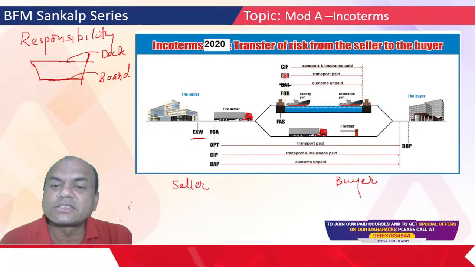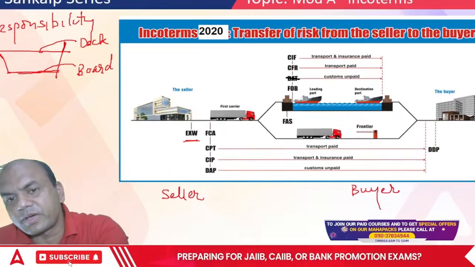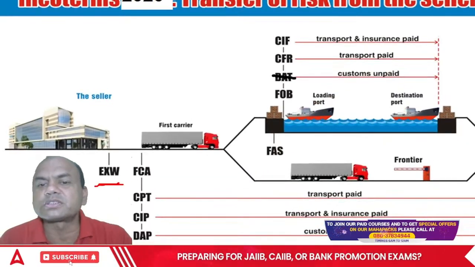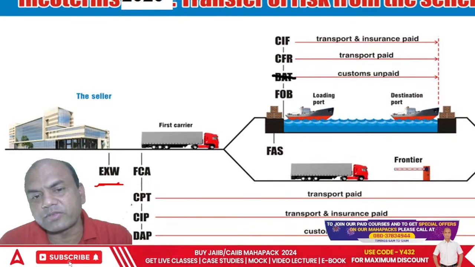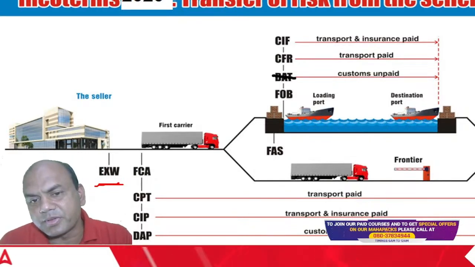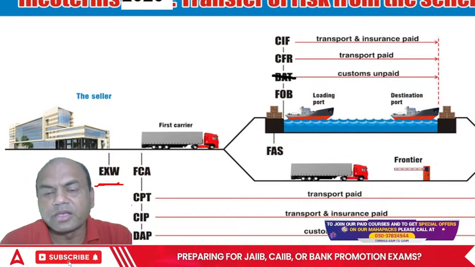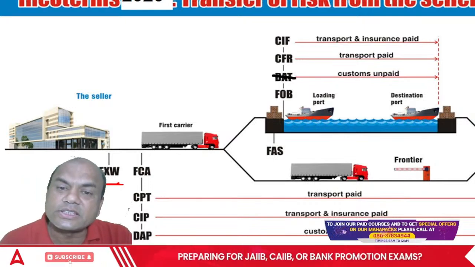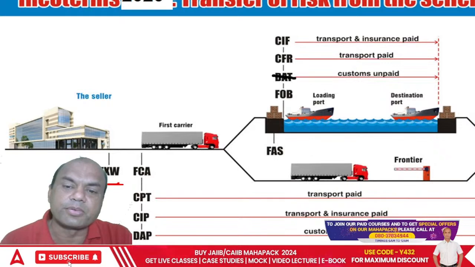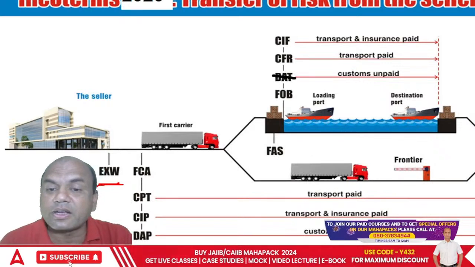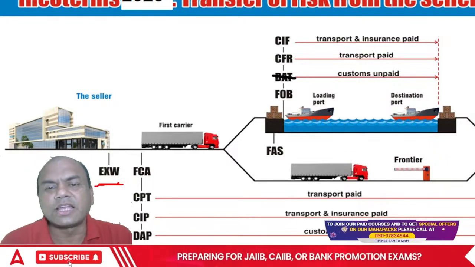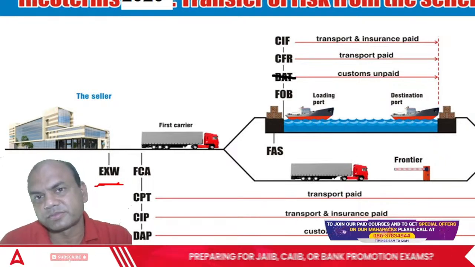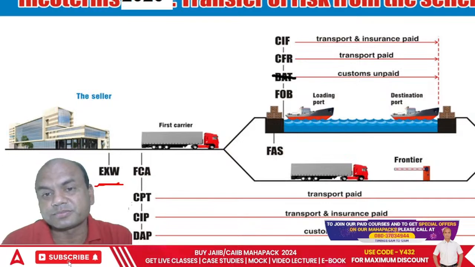Now the next ones are CFR and CIF. Look at this, CFR and CIF. CFR means what? Cost and freight. What does it mean? Here it means that the seller will put the goods on the ship, number one, on the board. Then he will buy the logistics cost of this ship. Logistics cost means the ticket, you can call it in simple language. The ticket of that ship will be borne by the seller. So this is known as CFR.